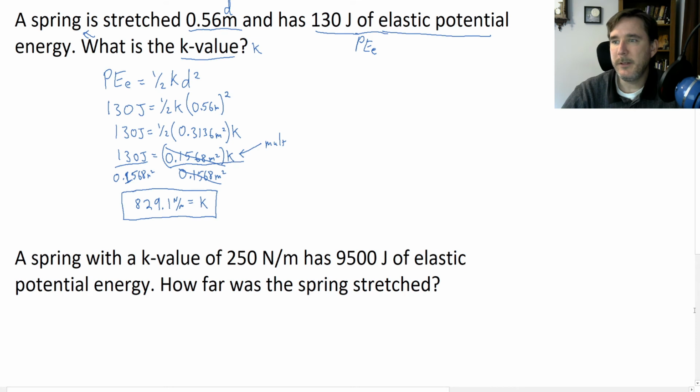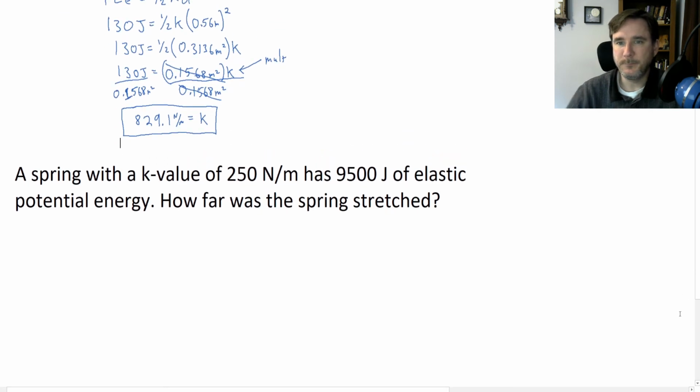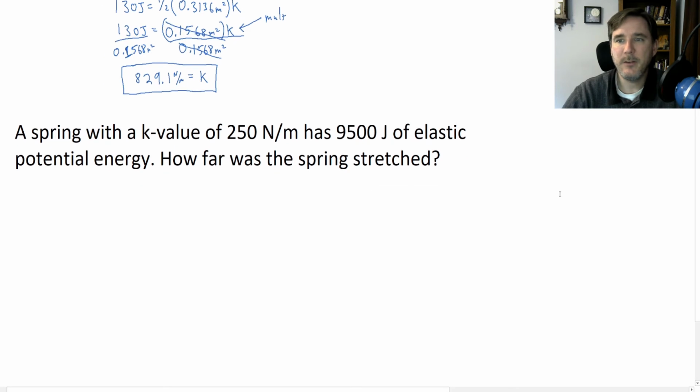So let's scroll down a little bit here, and we now have a spring with a K value of 250 newtons per meter. So that's going to be our K. Right away, we could identify 9,500 joules of elastic potential energy, EPE if you want to call it that way, or as we've been calling it in our equation, PE, elastic potential energy. We want to know how far the spring was stretched. That's going to be our displacement, our distance if you're thinking of it that way, but it's displacement. How far is it from where it was resting?